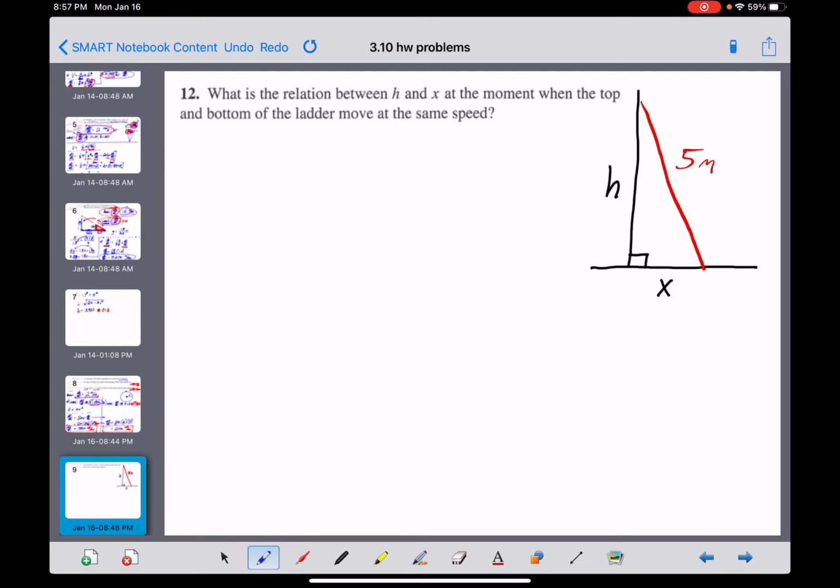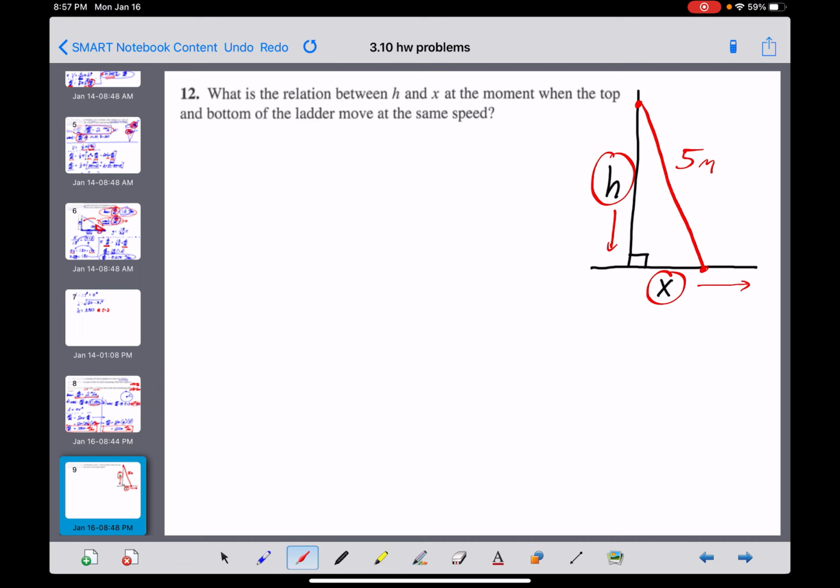Number 12 here is the last of the four problems they asked on 9 through 12, all dealing with this sliding ladder problem, where a ladder is on the ground leaning up against the house, but the base of the ladder is sliding out away from the base of the house or the wall. So what's happening here is that x is increasing in time. h, on the other hand, is decreasing as the top of the ladder is sliding down the wall.